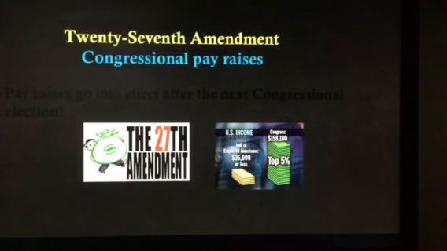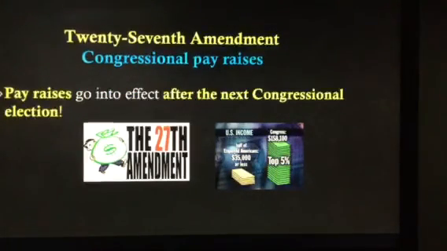The last amendment, 1992: if Congress votes itself a pay raise, it does not go into effect until after the next congressional election. So if you don't like the fact that your member of Congress voted to give him or herself a pay raise, then you can vote him out of office before it goes into effect. That's the 27th Amendment. Pay raises do not go into effect until after the next congressional election. So those are our 27 amendments, amendments 11 through 27.